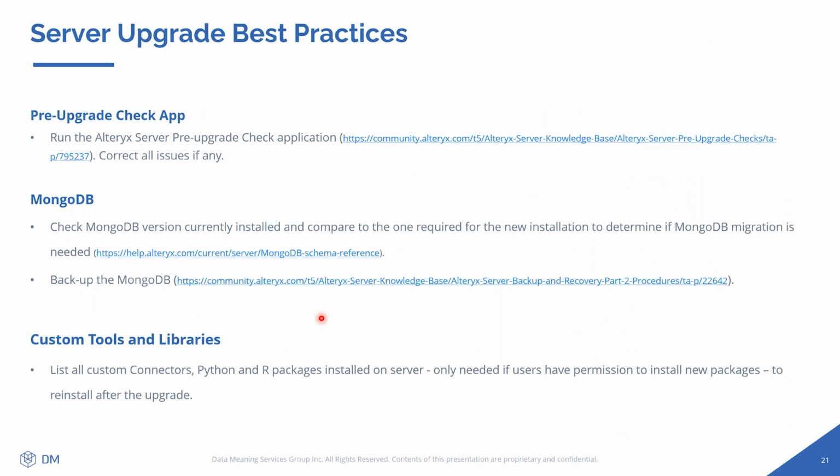Now, a few best practices here for upgrades. So you already have an Alteryx Server instance installed. You need to upgrade to a more recent version. In this case, it is good to run the pre-upgrade check app, and you need to correct any issues if you find any, right? You can just Google this and it's going to point you to this URL there. Back up the MongoDB, right? Always back up the MongoDB before the upgrade, so then you have a backup copy in case things go south.